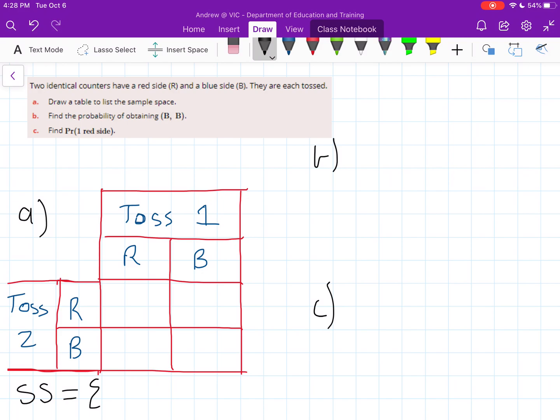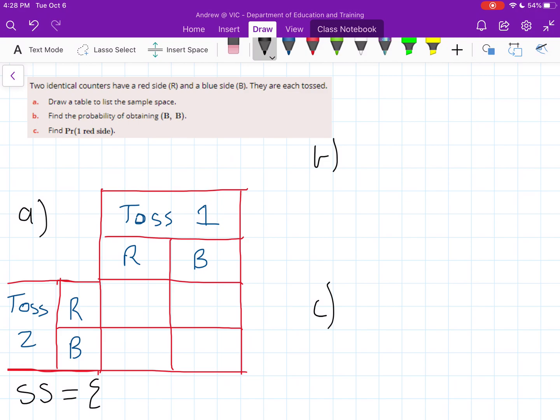We've got two identical counters that have a red side and a blue side. They are each tossed. So we essentially have toss 1 of the red and the blue counter and toss 2 of the red and the blue counter. Draw a table out to list the sample space. So this is what I've done. I've drawn out this two-way table and set it up.